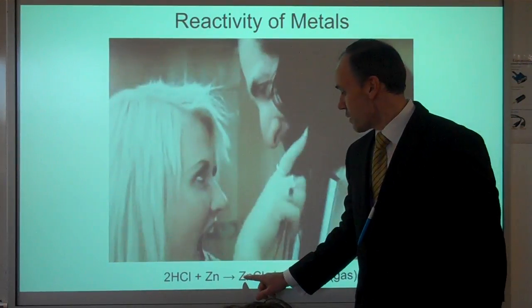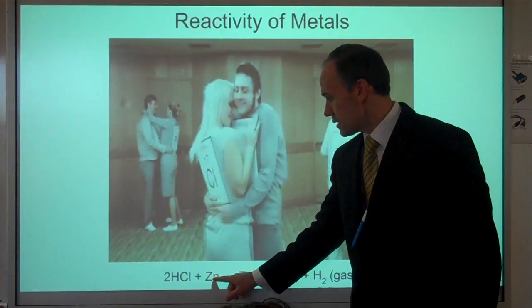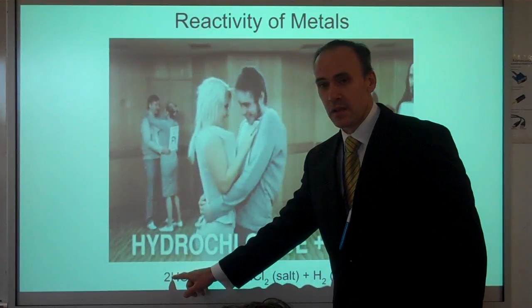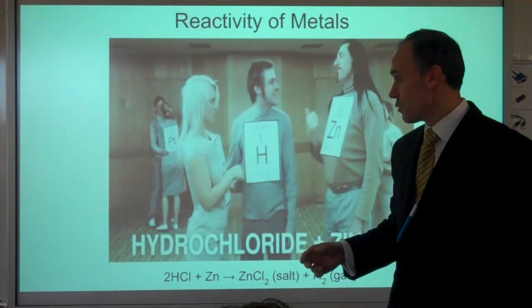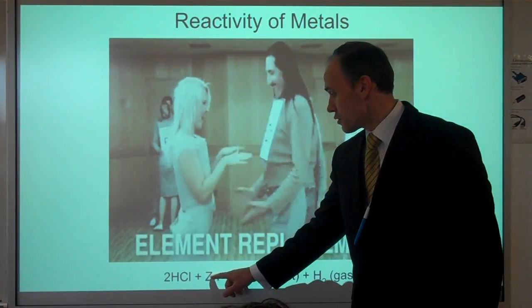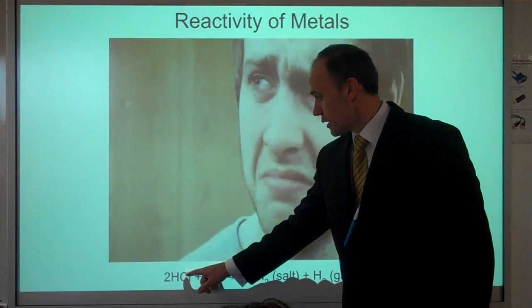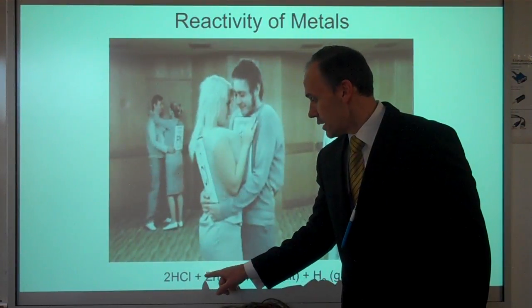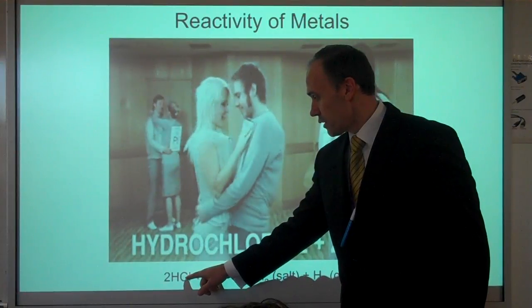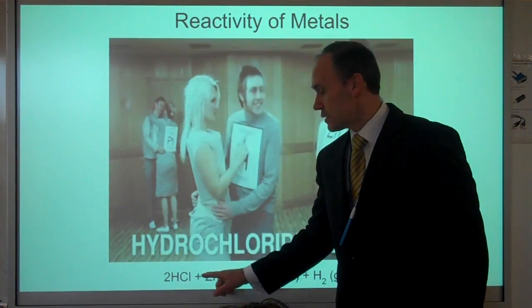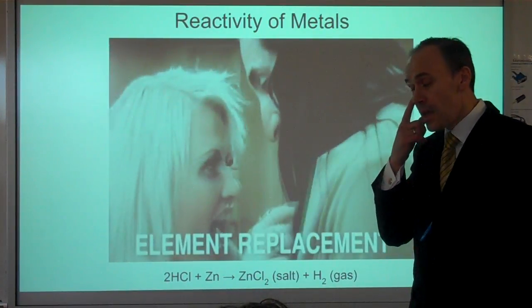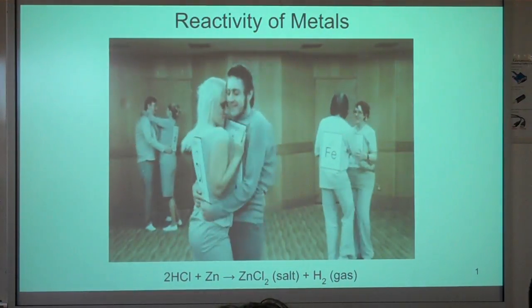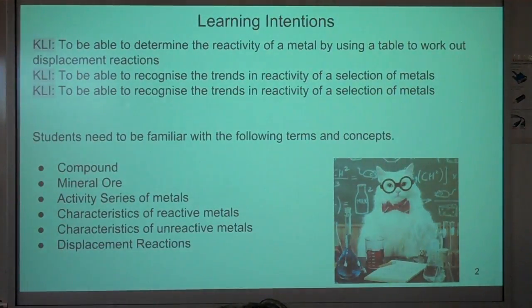And so what you're seeing here is effectively that zinc is bumping the hydrogen out of that location. And why does it do this? Well, quite simply, it is more attractive. A more attractive bond is formed, zinc is more attractive to chlorine than hydrogen is, so it will displace the hydrogen. And that's what we're going to have a look at, reactivity of metals, and why they do this. Okay, those are your key learning intentions there.